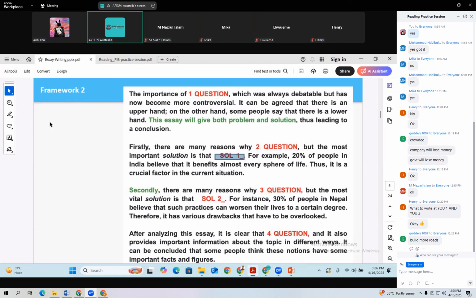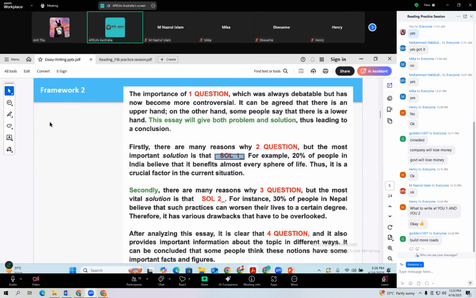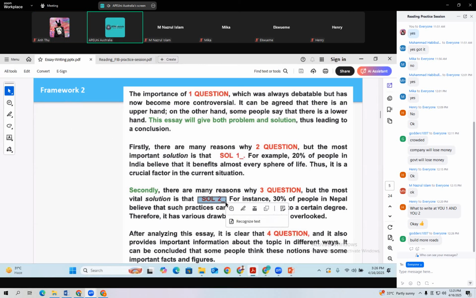Okay, that's very good. Government should raise awareness regarding traffic rules, right? Yeah. So this is solution 1. So now what will be solution 2? Mika already said that public transportation should be increased. So if the public transportation is increased, then traffic jam might be less, right? Okay. So this is how you have to give solutions.